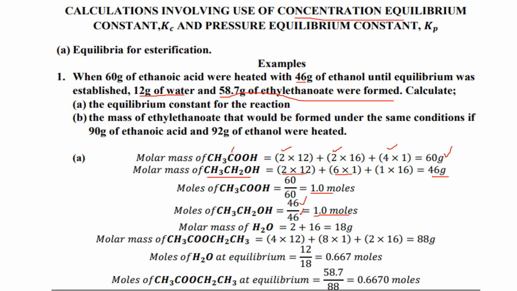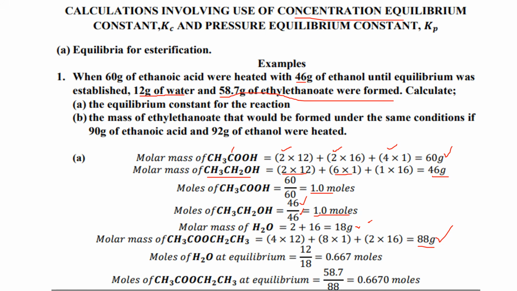We also have to get the number of moles for the products that were formed. Molar mass of water is 2 times 1 because you have 2 moles of hydrogen, plus 1 times 16 because you have 1 mole of oxygen. You are going to get 18 grams as your final answer, the molar mass of water. So we also find the molar mass for the ethyl ethanoate. Molar mass for ethyl ethanoate is going to be 4 times 12, plus 8 times 1, plus 2 times 16, and you end up with a total of 88 grams.